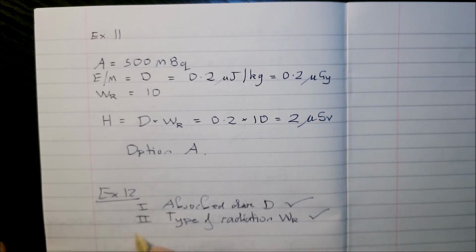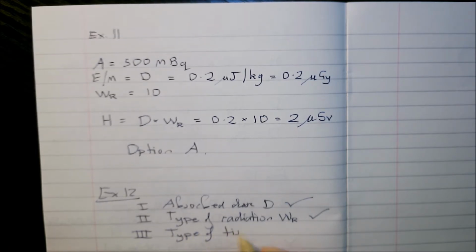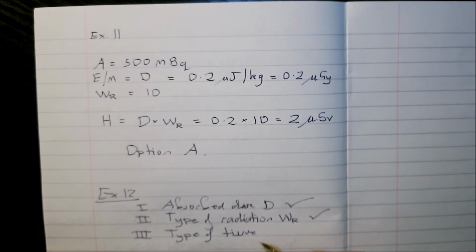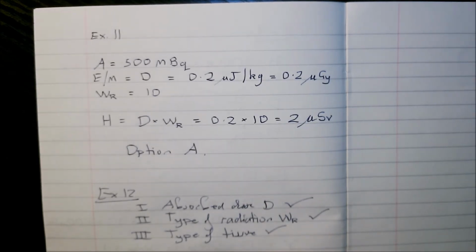And then for number 3, we've got the type of tissue. Now we don't really do much on the type of tissue in the National 5 course, but you need to know that basically, yes, some tissues are more sensitive to radiation damage than others, so that one also will have an effect. For example, your digestive system is roughly 10 times more sensitive to a particular equivalent dose of radiation than say your skin. So basically all three of these, 1 and 2 and 3, and that is option E on your list.